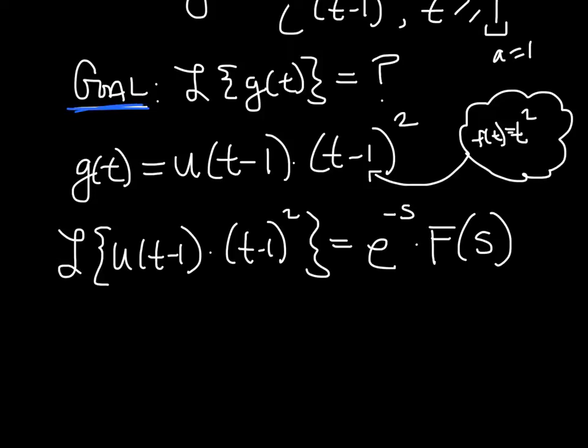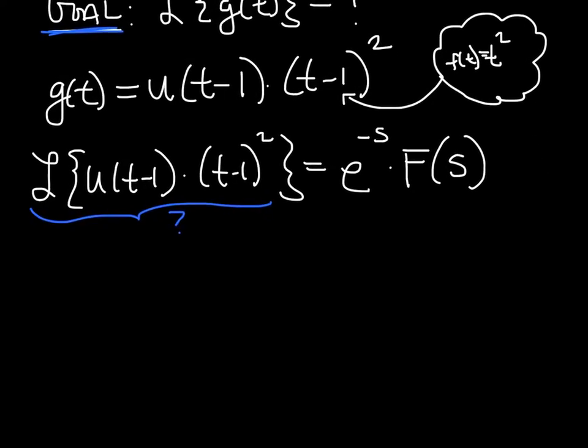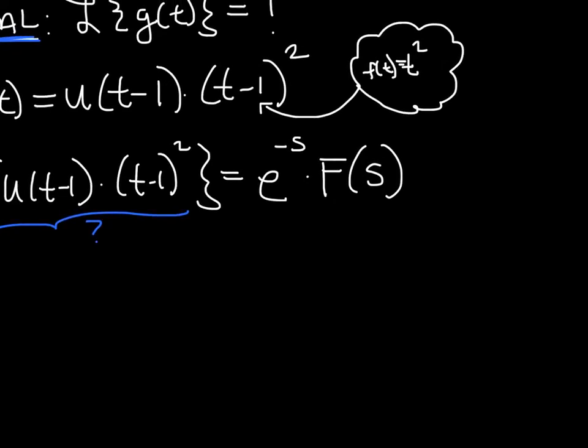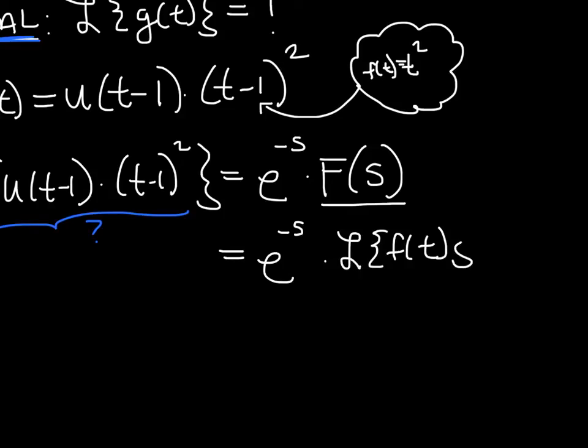That's our goal right there. That's what we want to find. So let's work with the right-hand side. We still have e to the negative s, and we definitely want to find a function of s. But what is capital F of s? Capital F of s is just the Laplace transform of f of t. Well, what's f of t?